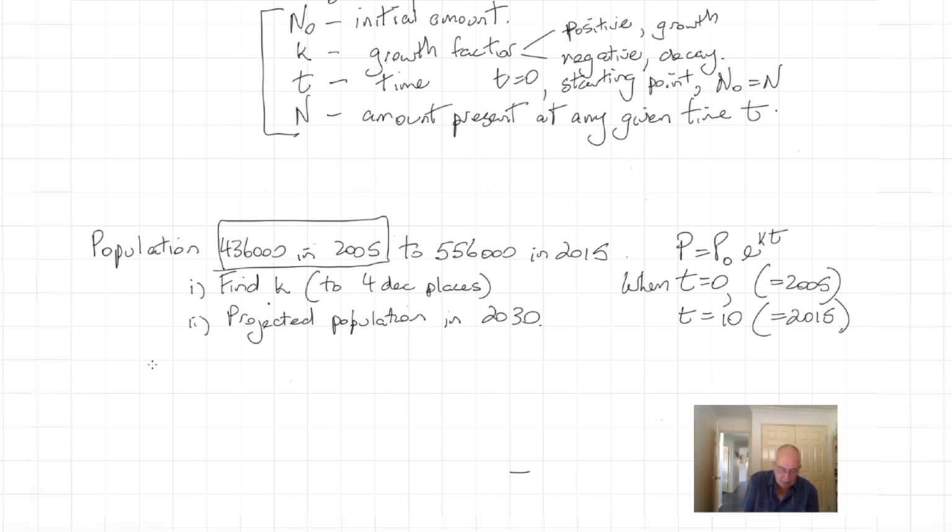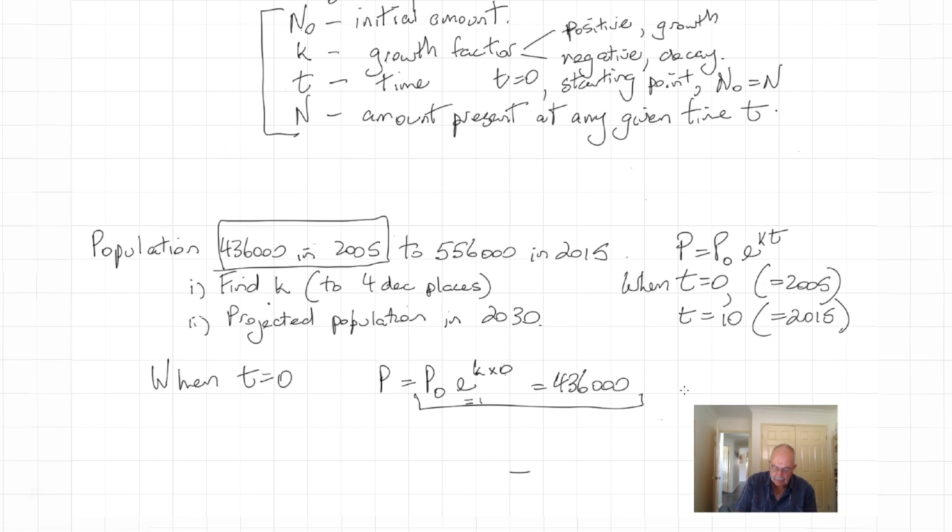Okay, so when T equals 0, we've got P equals P0 e to the k times t. Now t is equal to 0, and 0 times k is 0. e to the 0 is 1. So P equals P0. But what is it equal to? 436,000. So because e raised to the power of 0 is 1, we've got P0 is equal to 436,000.